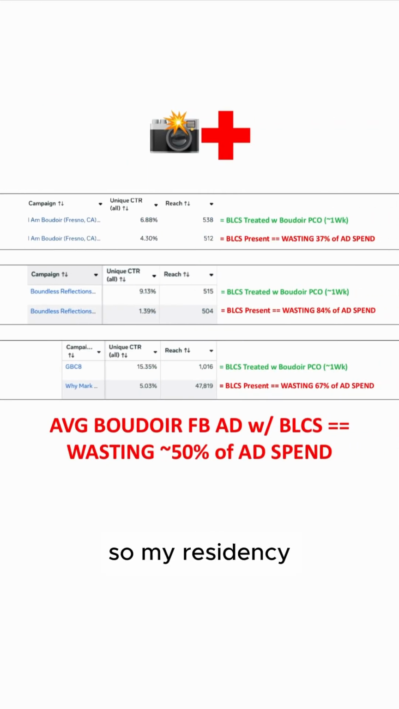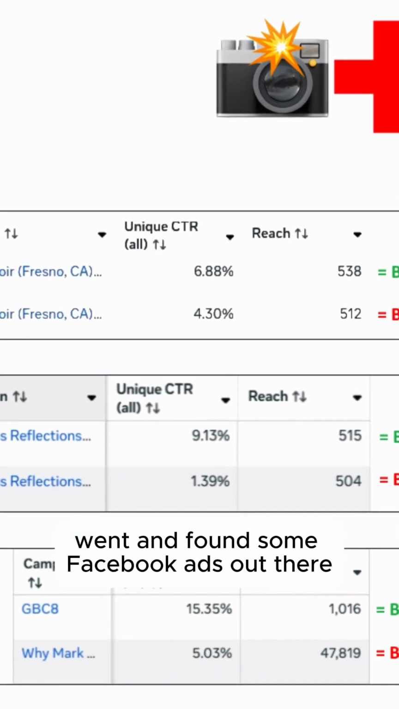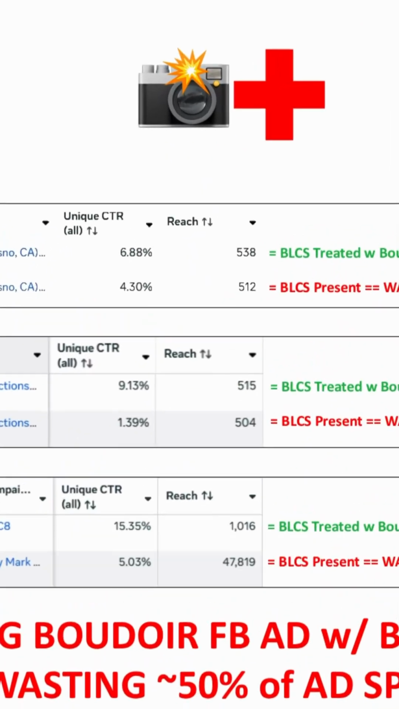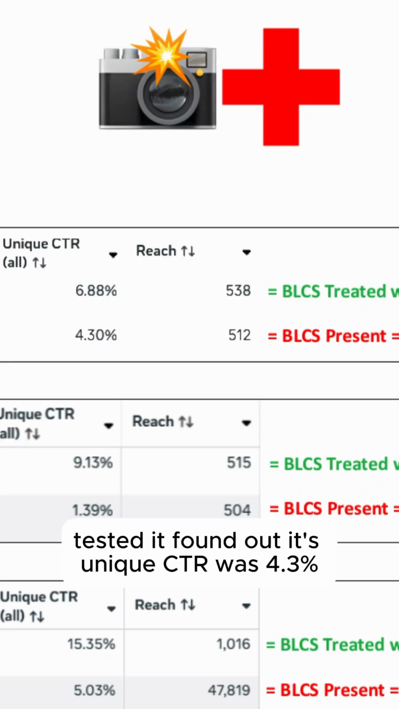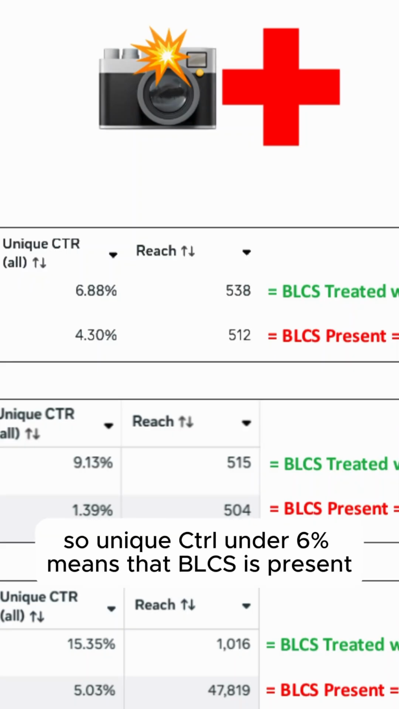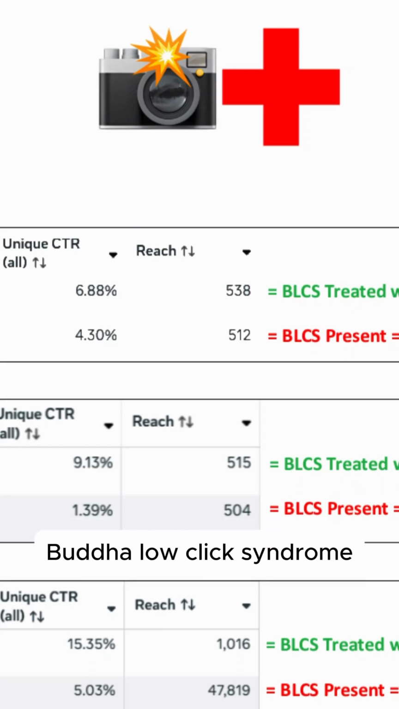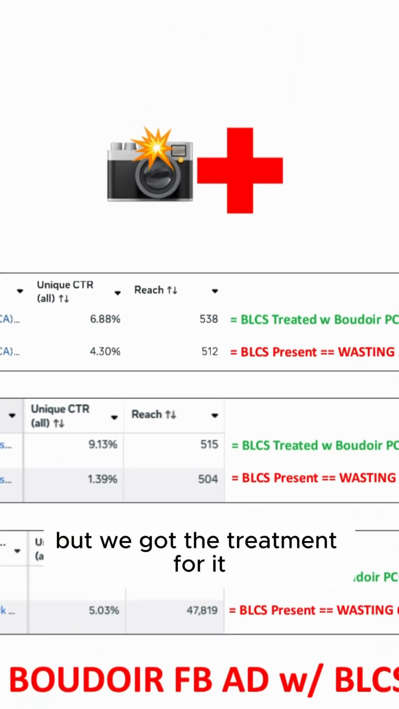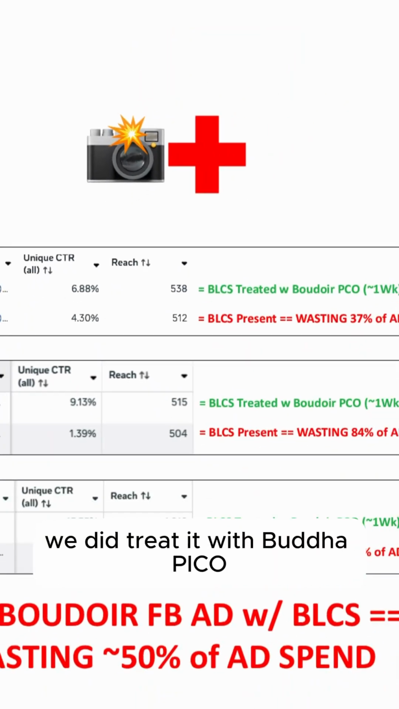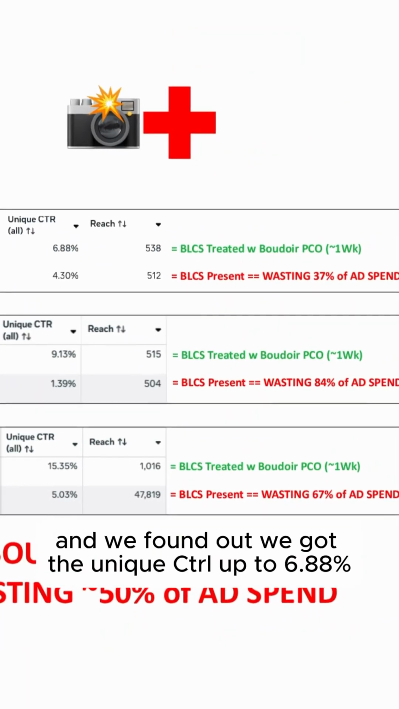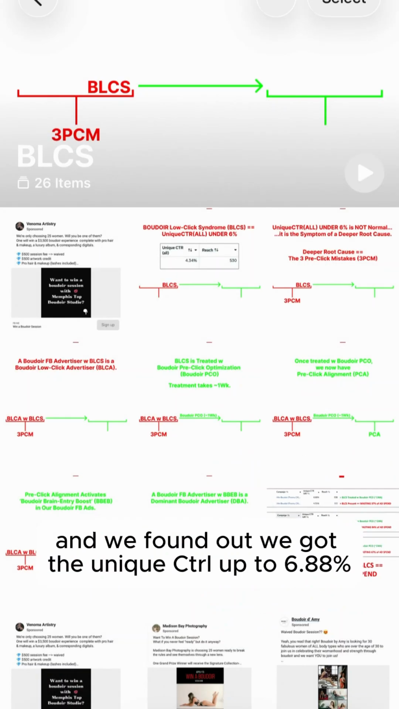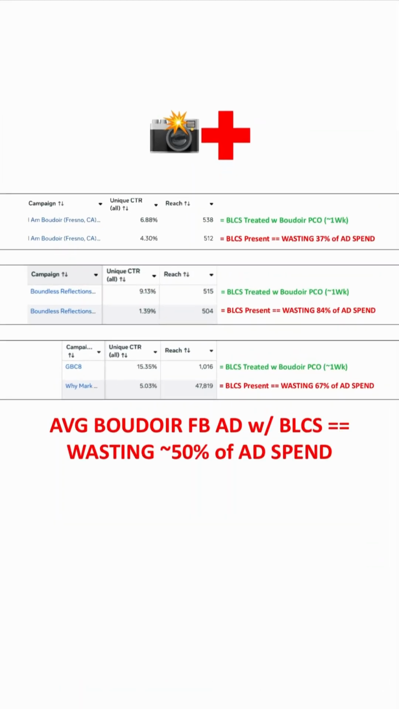So my residency went and found some Boudoir Facebook ads out there. Brought the first one back to the hospital, tested it, found out its unique CTR is 4.3%. So unique CTR under 6% means that BLCS is present, Boudoir low click syndrome. But we got the treatment for it. We did treat it with Boudoir Pico. It takes about a week. And we got the unique CTR up to 6.88%.